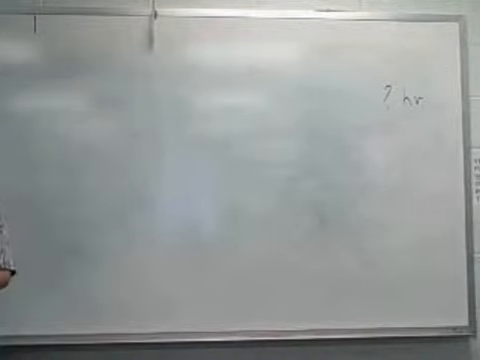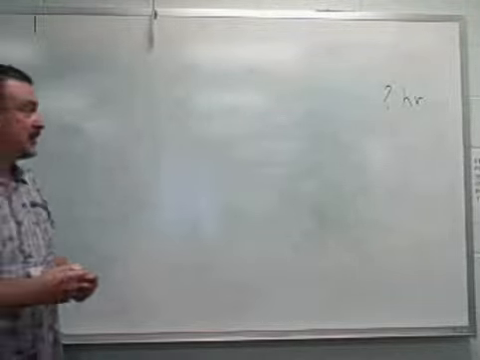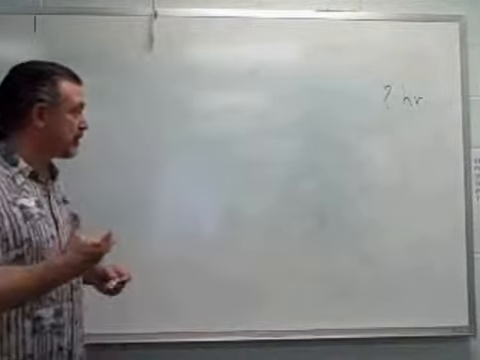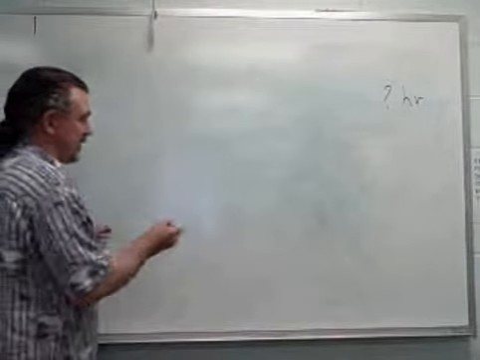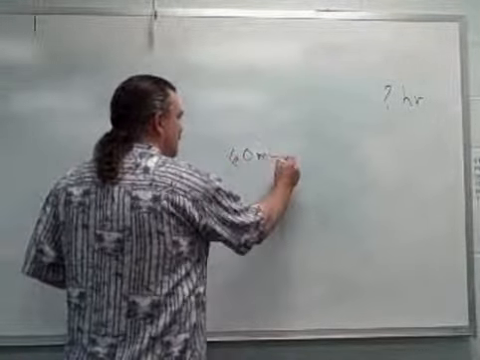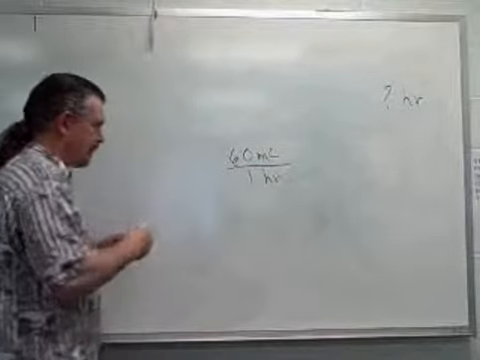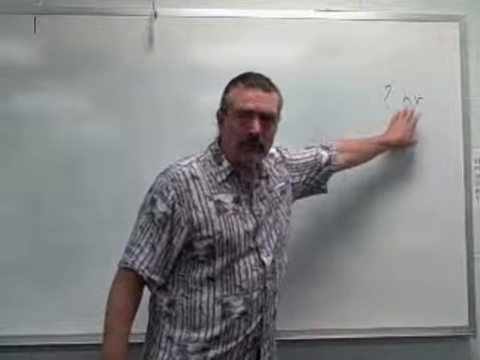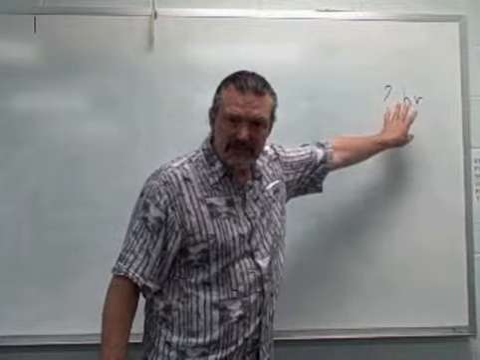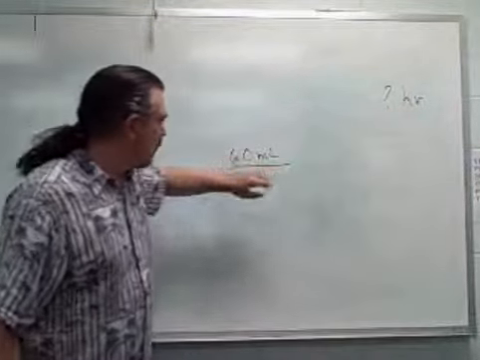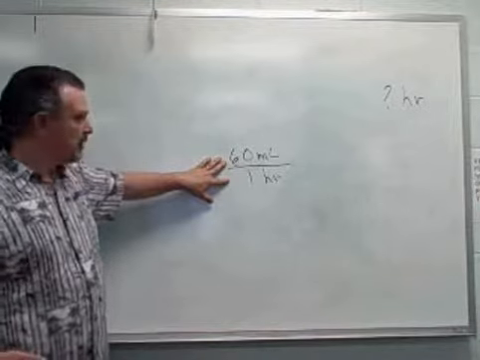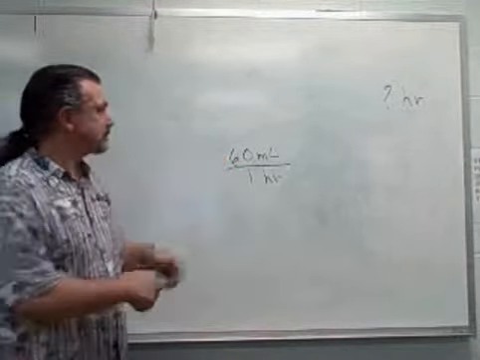Well, what do we know? Right now we know that the IV is running at 60 milliliters per hour. Now that would be a fraction, 60 ml over 1 hour. Now we don't want the hours to end up in the denominator. We want the hours to be our answer, so it needs to get into the numerator. What could we do to this fraction so that the hours would be in the numerator? Well, we could flip it upside down, couldn't we?